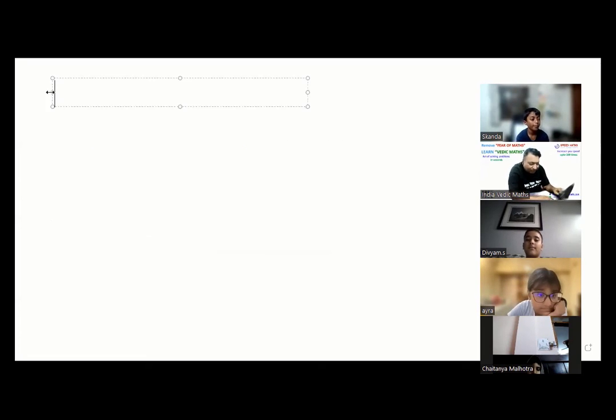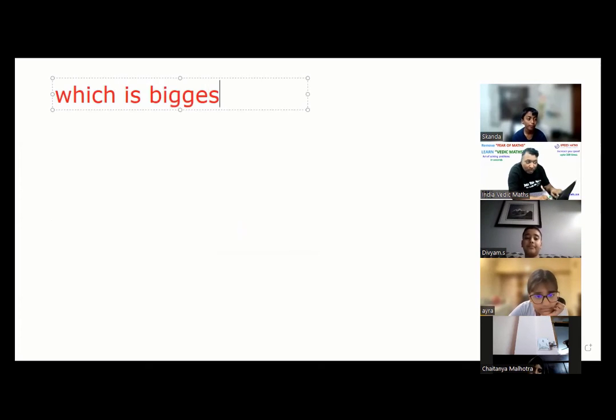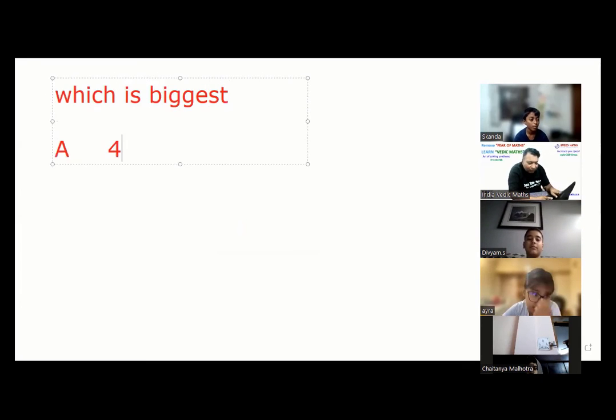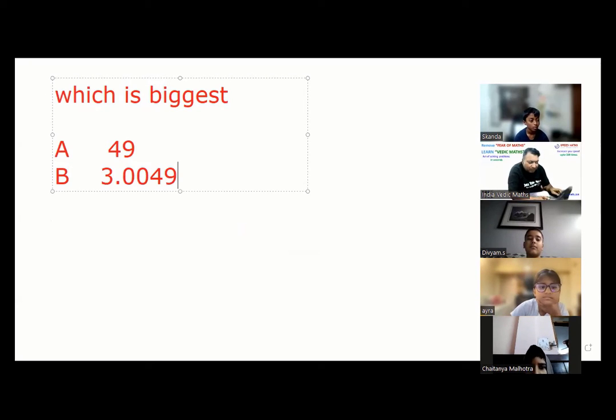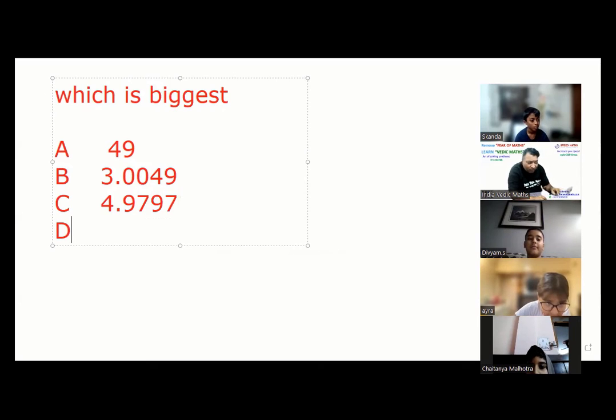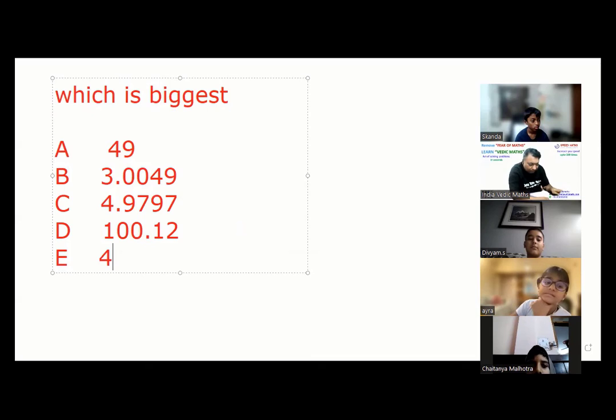Which is biggest? I'm going to write in any order. A is 49. B is 3 point something. C is 4 point. I'm going to make it very difficult now, guys. E is. Tell me who is biggest. Which number is biggest, Chaitanya? Sir, A. A is biggest.